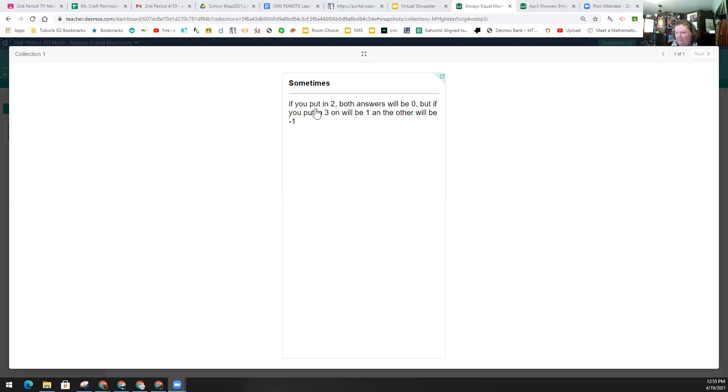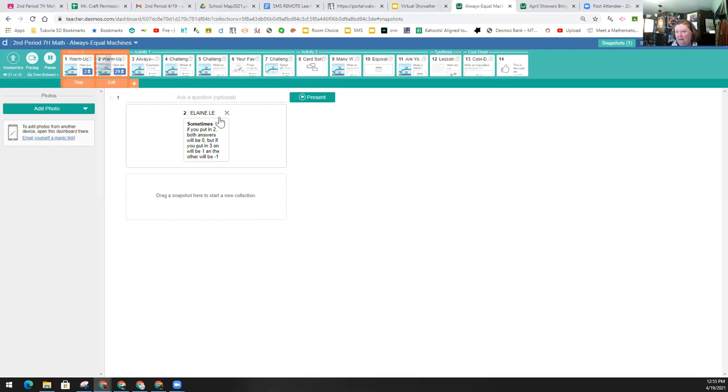Sometimes, if you put in 2, both answers will be 0, but if you put in 3, it will be 1 and the other will be -1. So I would have to agree and say that it is sometimes true because the number 2 makes them the same, but I can't think of any other number besides 2 that does that.